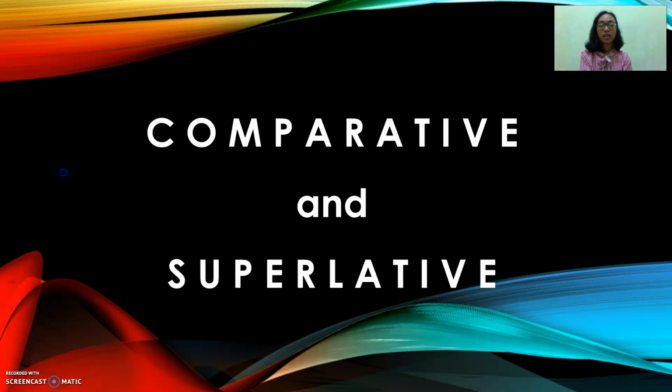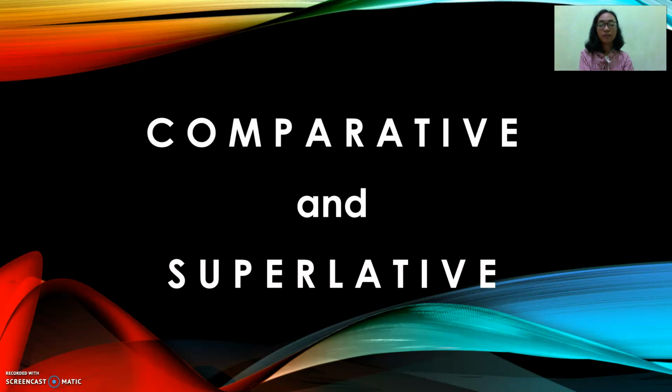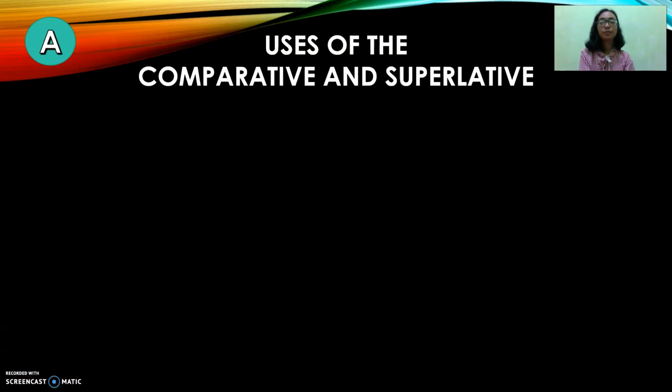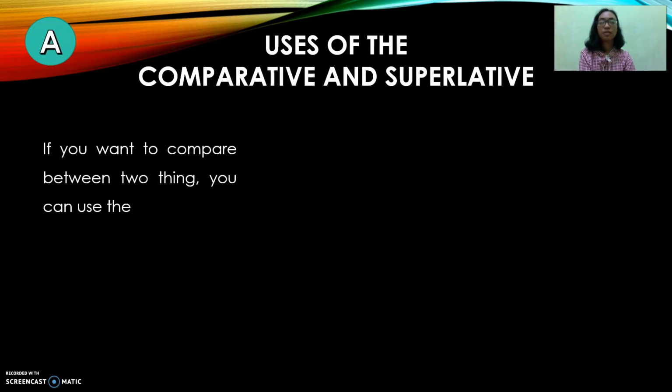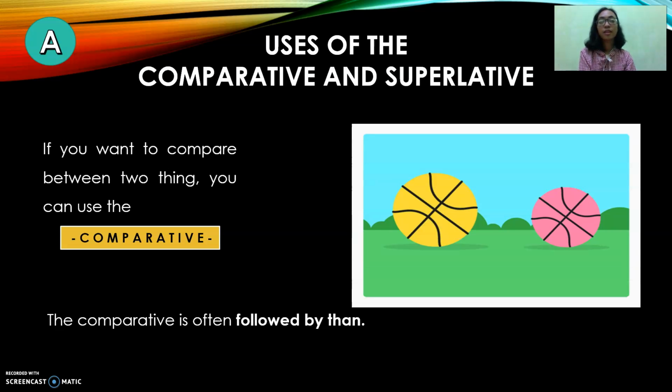1908-1010-122. In this video, I want to explain about the comparative and superlative. The uses of the comparative and superlatives. If you want to compare between two things, you can use the comparative. The comparative is often followed by than. For the example, the pink ball is smaller than the yellow ball.